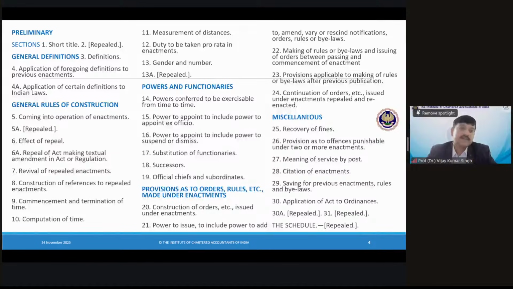So you can see here preliminary section 1, then general definitions section 3, 4 and 4A. 4A is definitely added later. As you can see, any legislation which amends or brings in new sections, they number it as A, B, like that. So for example, in section 5 also you can see there is section 5A, which is actually repealed now. Section 6 has also got 6A, which is again an inclusion, which may have happened later. So we will talk about these amendments as well.